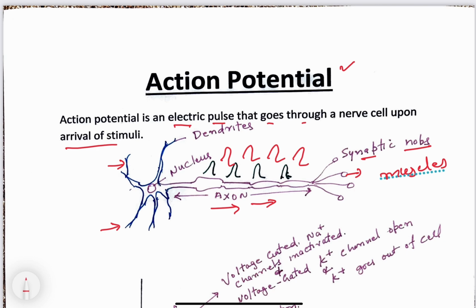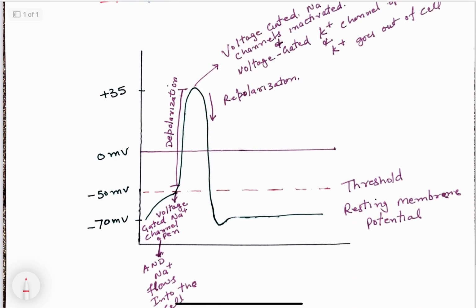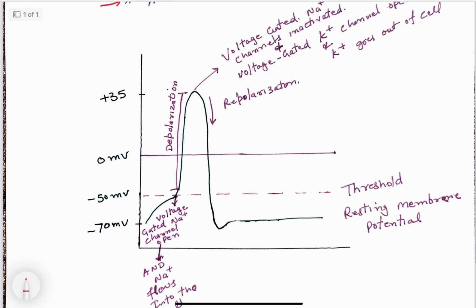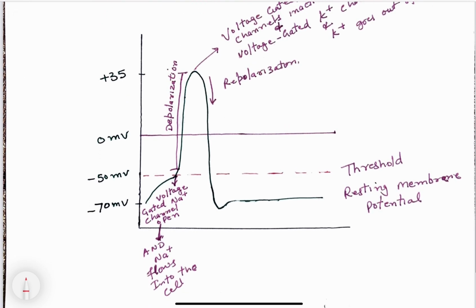We will talk about how that occurs on the graph right here, and which channels are open and when they are closed. So let's see, a stimulus comes in right here at negative 70 millivolts. This 70 millivolt is the resting membrane potential, when nothing happens. At that point, when ions start coming into the cell, sodium ions coming into the cell, it starts to decrease its negative value.